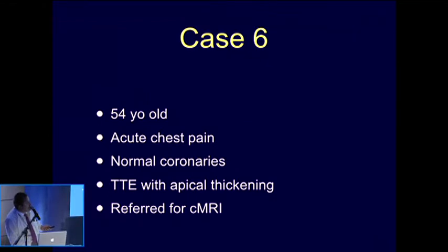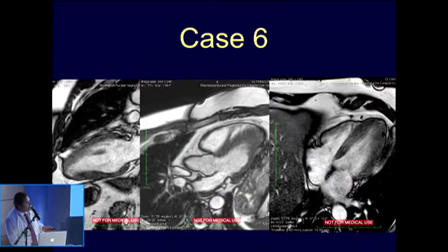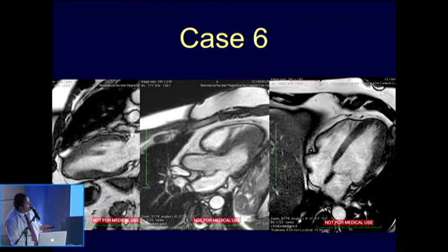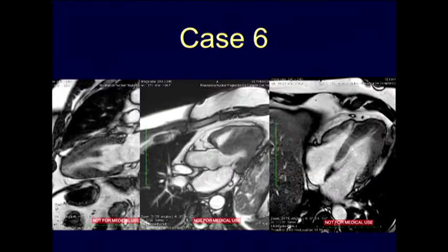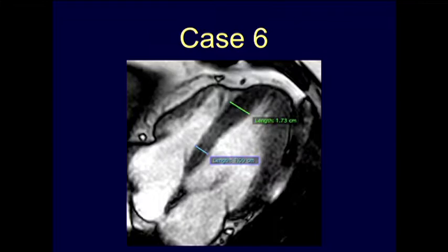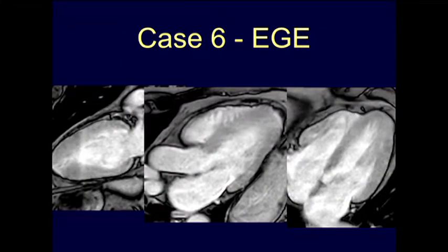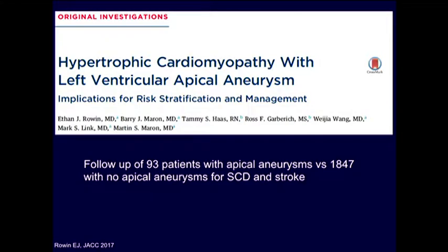The next patient, 54 years old, acute chest pain, normal coronaries. The TT shows an apical thickening, referred for MRI. Here we see that the thickness has increased. It's more apical. And an important characteristic is that it has hypokinesis and apical aneurysm. You can clearly see it over here at the end of the contraction. Part of the endocardium is not contracting properly. The measurement is 17 in the apex and 10 in the anterobasal level. Here we can see this is an early enhancement with no evidence of thrombus, and the late enhancement shows transmural distribution of an MI, which may occur in patients with apical hypertrophic cardiomyopathy.